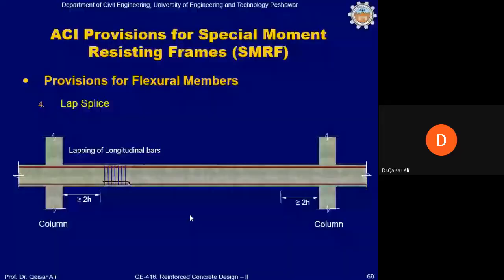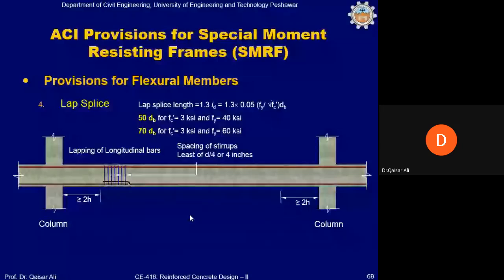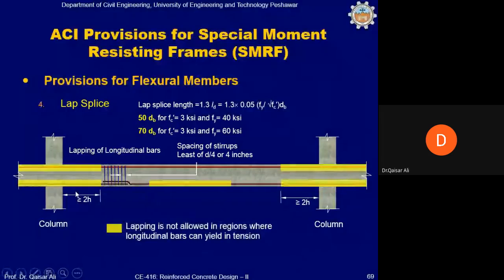Lap splices shall not be placed in the critical region, which is at 2h from the face of the column, and also they shall be kept away from the midspan. This is the lapping of the bottom bars. The lapping of the bottom bars shall be avoided at the midspan of the beam, and at the ends of the beams in the critical region extended from the face of the column into the beam equal to twice the depth of the beam. So all the yellow locations, the lapping shall be avoided.